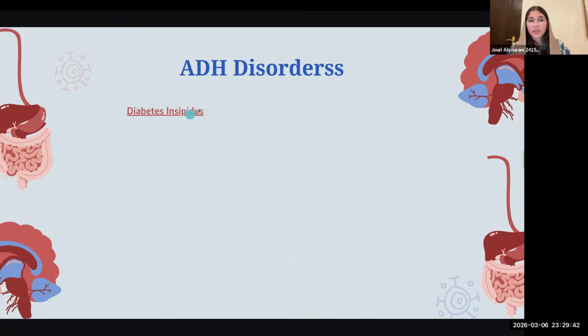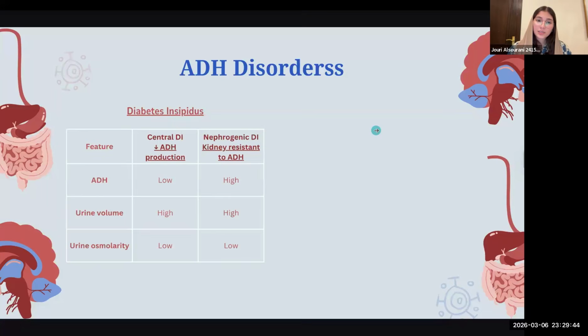And for the last part of ADH is the ADH disorders. We mentioned these in the beginning of the presentation, but we have diabetes insipidus, which basically actually has two types, which we didn't discuss. We have central diabetes insipidus, which basically has to do with a decrease in the production of ADH. And we have nephrogenic diabetes insipidus, where the kidneys are actually resistant to ADH. So we have ADH being produced, but the kidneys are resistant to it. So the ADH is unable to have its effect take place.